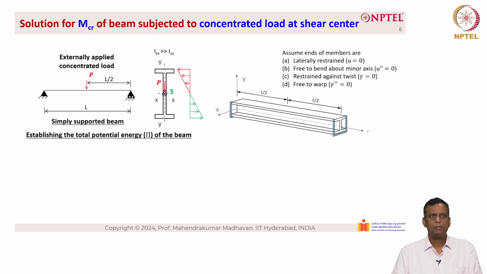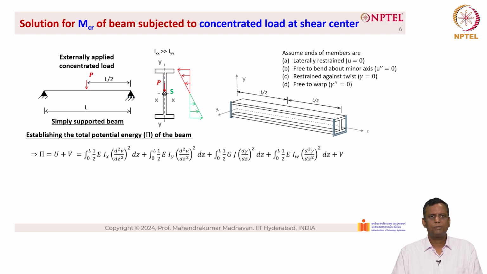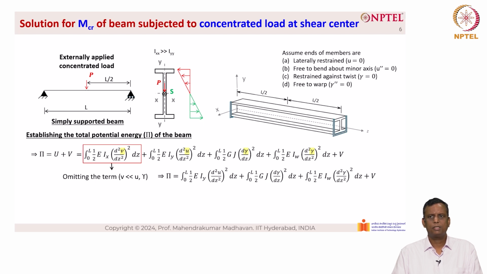Now, let us establish the total potential energy Π of the beam. So, Π equal to U plus V, and we have a long equation that is shown on the screen here. Here, the first term, as I said previously, has to be omitted because v is very much less than u and gamma. So, it boils down to the equation that is shown on the figure. The first three terms relate to strain energy U, and the fourth one is related to potential energy V.